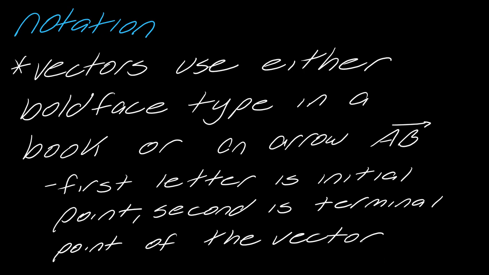Okay, so let's talk about notation. Vectors use boldface type in a book. Obviously, I can't do boldface type since I handwrite everything. So the other way we represent vectors, which is how you will represent vectors, is by putting an arrow on top of the vector. A vector could be AB, it could be just V. Vectors can be whatever, but once you see the arrow, you know it's a vector. When you have a pair of letters, the first letter is the initial point and the second letter is the terminal point, but you don't have to have two letters. It could just be one.